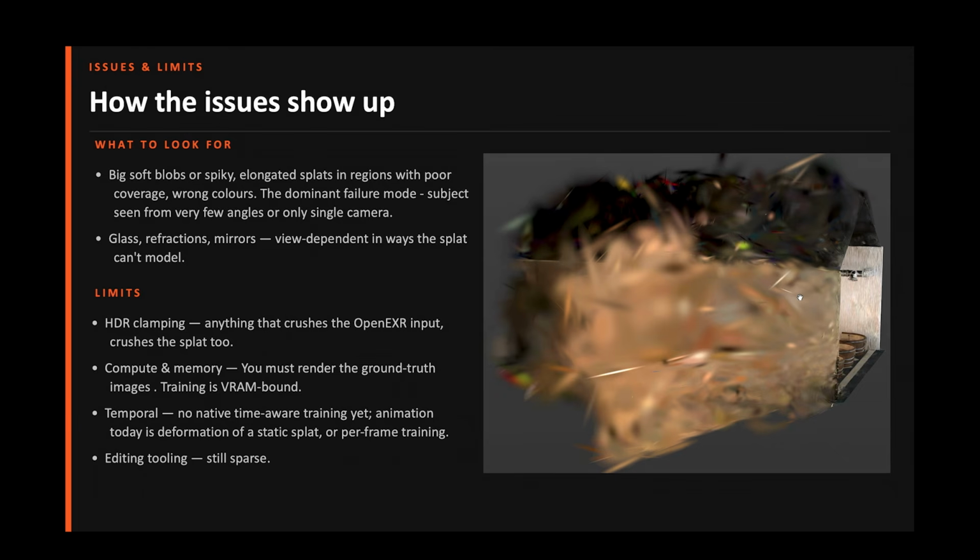Simply, we don't have cameras there. We haven't seen that subject, right? Or we see it from very few angles, so we cannot really model or represent those areas without knowing anything about it. So that's the major failure. If you start to see stuff like this happening in your viewport, that's a coverage problem. Of course, glass, refraction, mirrors, basically they change look based on your camera, so each ground truth image will give you different information, so you just can't model that correctly.